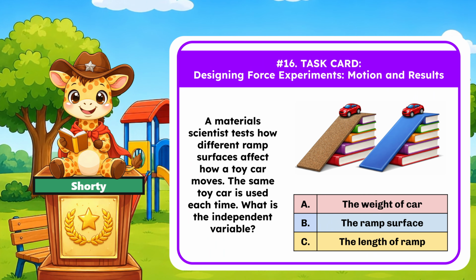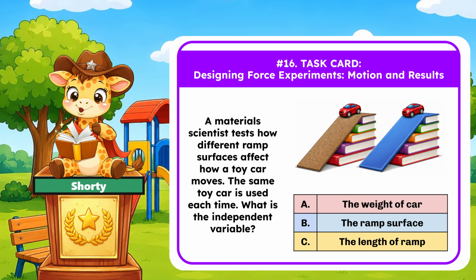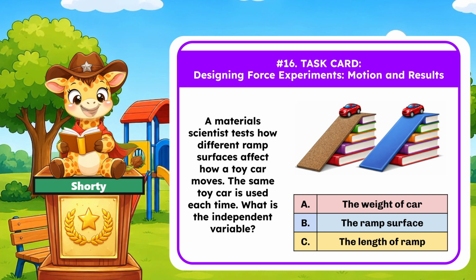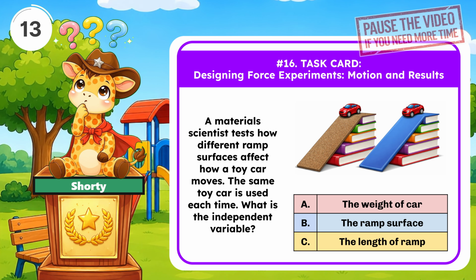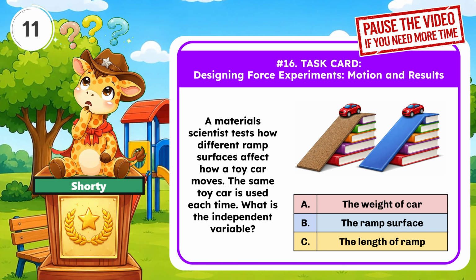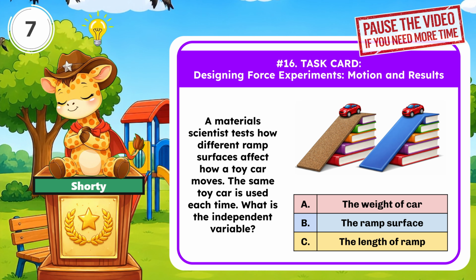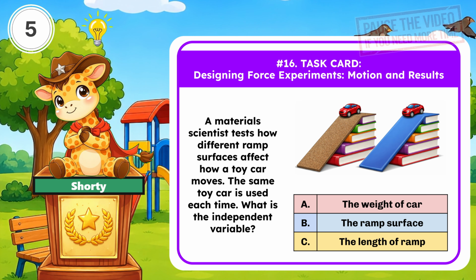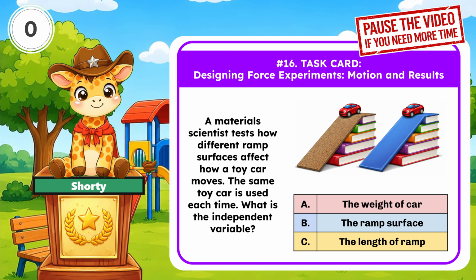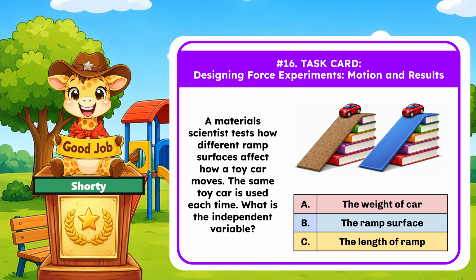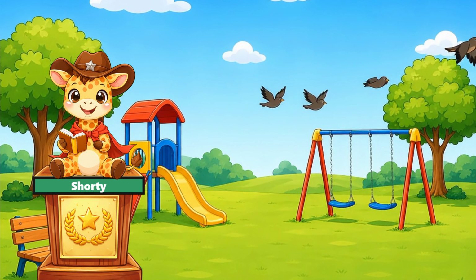A materials scientist tests how different ramp surfaces affect how a toy car moves. The same toy car is used each time. What is the independent variable? And the correct answer is letter B. The ramp surface.